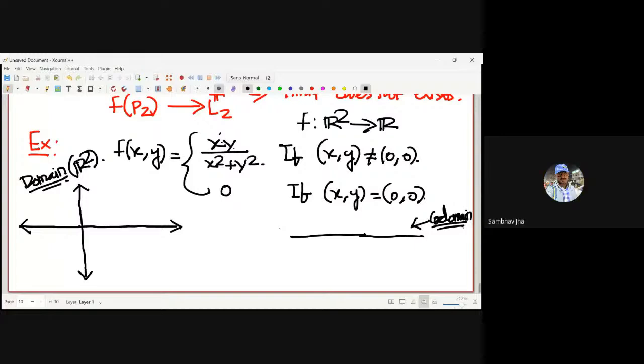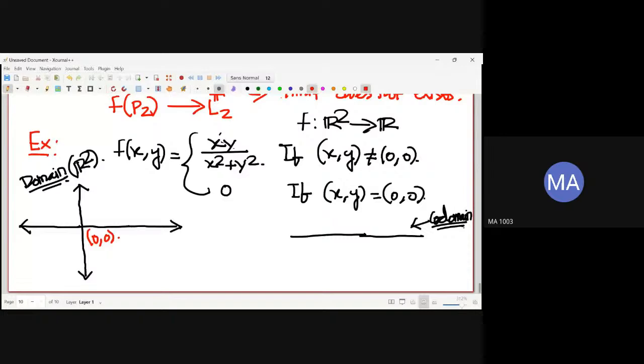Okay, sure, sir. So what I want to find is the limit of this function at (0, 0), right? Now there are multiple ways through which I can come to this point (0, 0), right? So probably the easiest one is, let's say, this path, right?